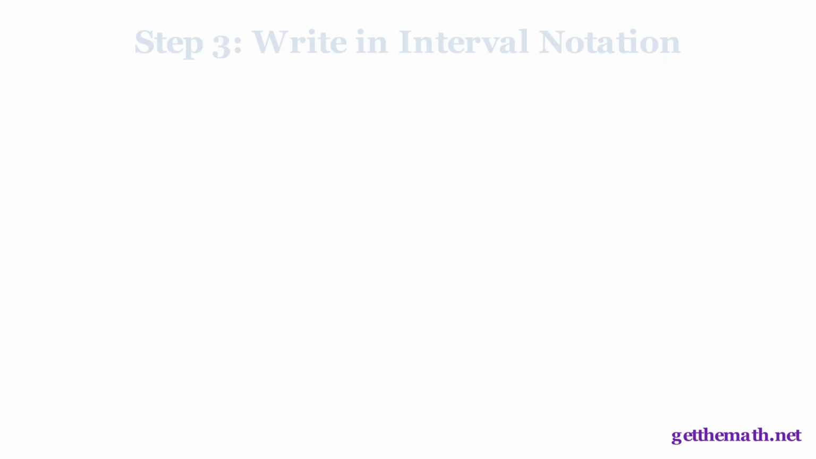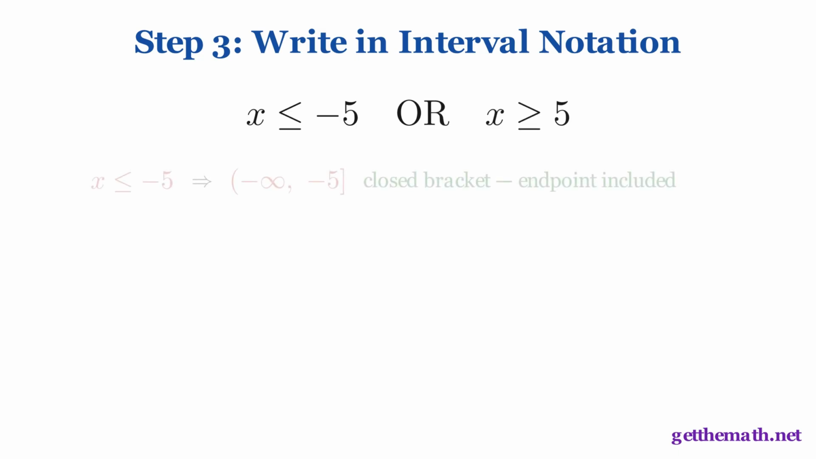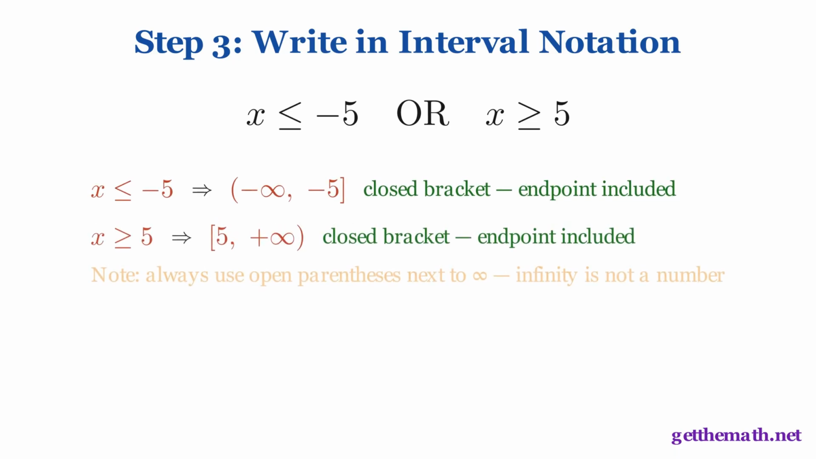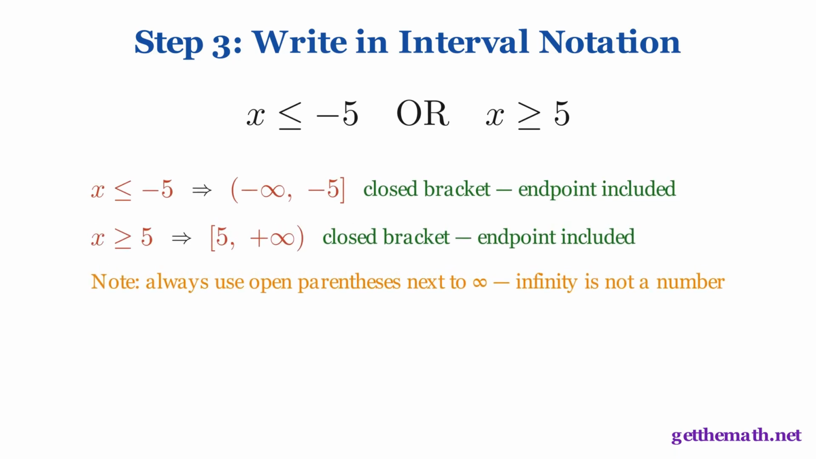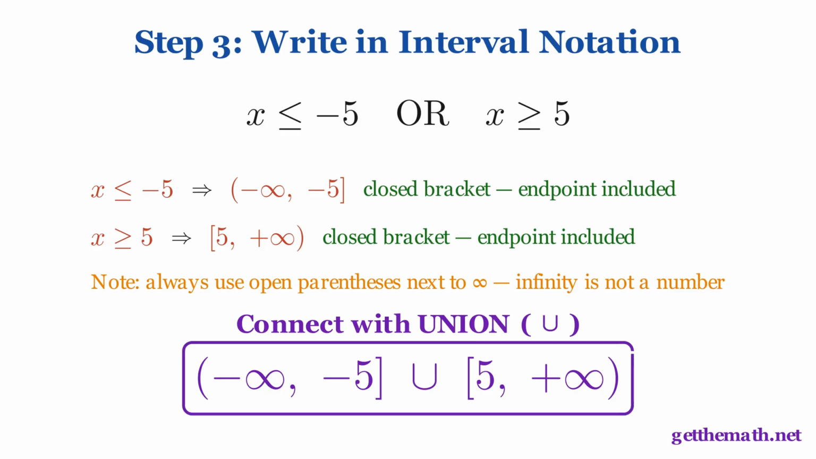Step 3, write in interval notation. Our solution has two separate pieces. Piece 1, x is less than or equal to negative 5. This goes from negative infinity to negative 5, including negative 5. We write, negative infinity to negative 5, closed bracket. Piece 2, x is greater than or equal to 5. This goes from 5 to positive infinity, including 5. We write, closed bracket, 5, to positive infinity.